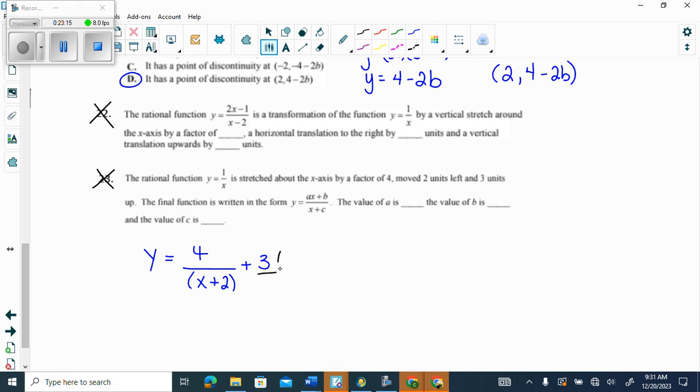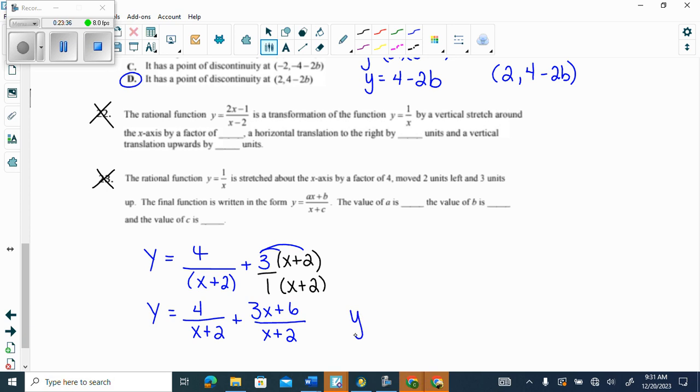Multiply by 1, or put it over 1, multiply by x plus 2, multiply by x plus 2, and you'd get y equals 4 over x plus 2 plus 3x plus 6 over x plus 2. And then we would get y equals 3x plus 10 over x plus 2. So your value of a is 3, 10, 2. That one would, this one, no. They're not going to make you transform it.